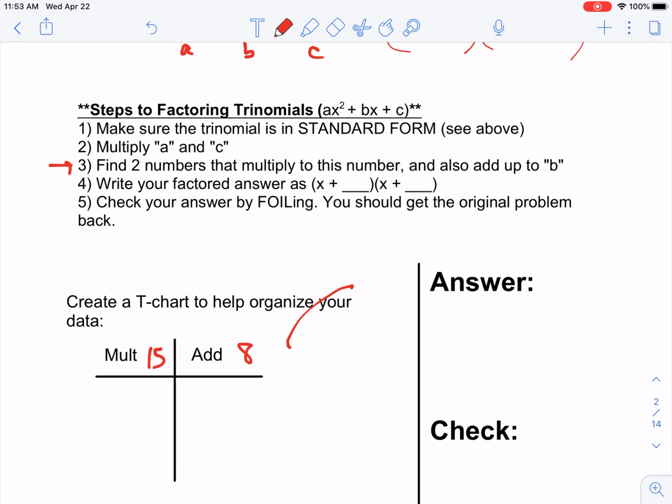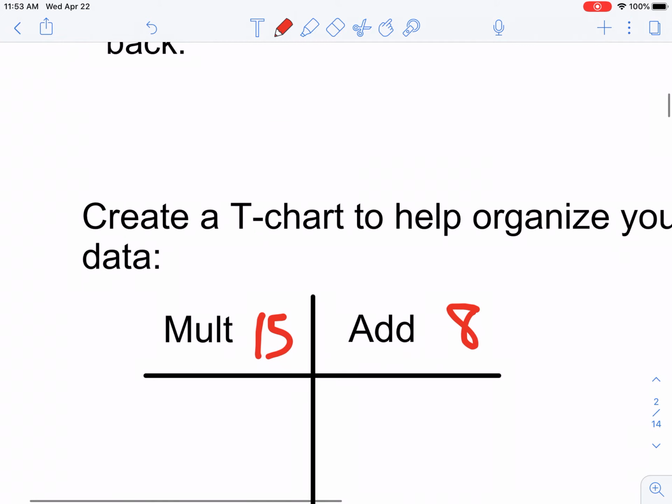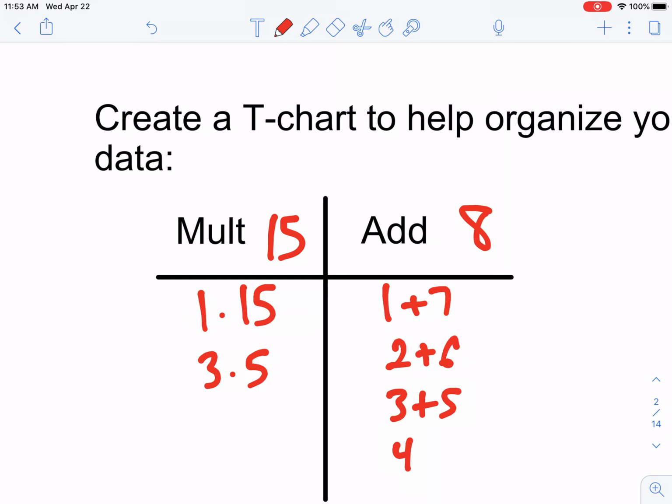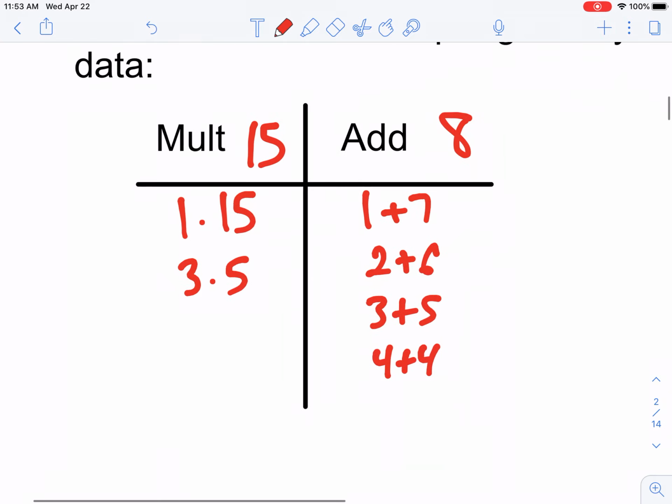So then I'll write out all of the numbers that multiply to 15. So I know 15 is 1 times 15. 2 does not go into 15. 3 does. 3 times 5. 4 does not. That's it. Those are the only numbers that multiply into 15. 1 and 15 and 3 and 5. Now, the numbers that add up to 8, well, you could have 1 plus 7, 2 plus 6, 3 plus 5, 4 plus 4, and actually 0 plus 8, which I didn't list.